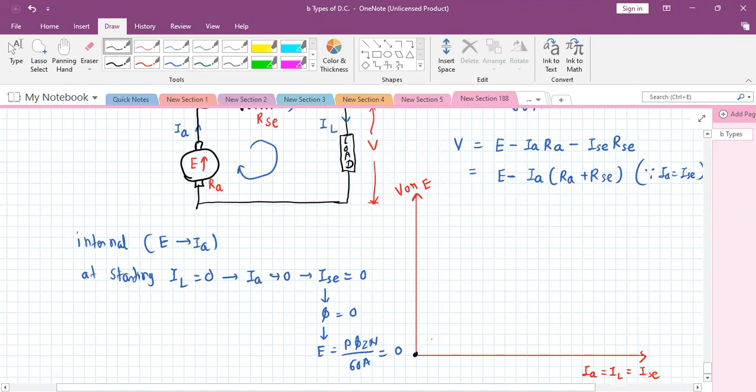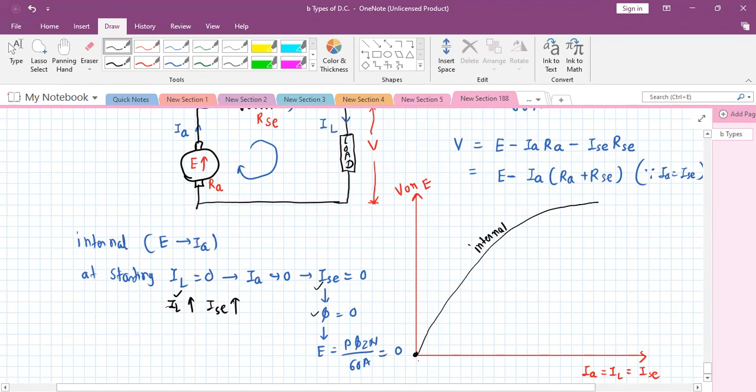Now gradually you are increasing your load. As your load is increasing, your ISC is also increasing. Yes or no? Because both are same. As your ISC is increasing, your flux is increasing, and so your EMF is also increasing. Getting? So you are getting a graph like this. Because your ISC is increasing, your E is increasing. So this is called the internal characteristic.